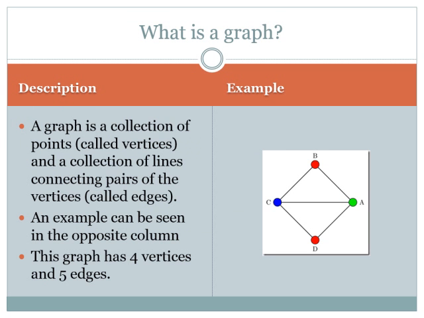So our first example in the right-hand column is an example of a graph with 4 vertices. A graph is a collection of points that we call vertices and connecting lines that we call edges. This graph has 4 vertices, which are colored red, blue, and green, and it has 5 edges.